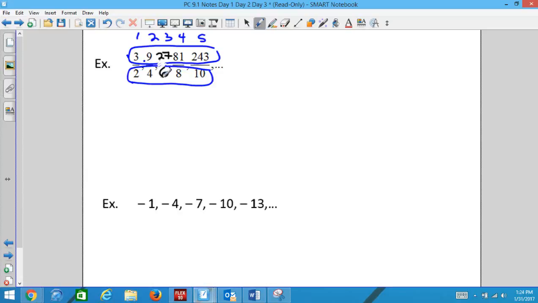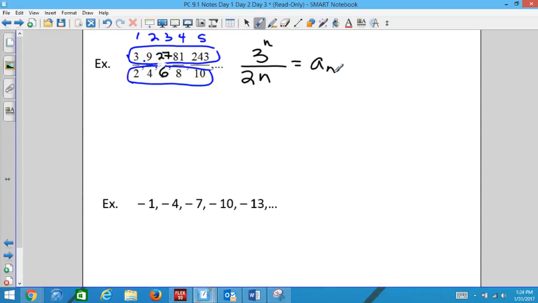So on the top, we've got powers of 3. And then on the bottom, we've got 2 times the number. So look, when you've got fractions, look at the denominator and the numerator separately. Check to see maybe something was reduced and you have to unreduce it.